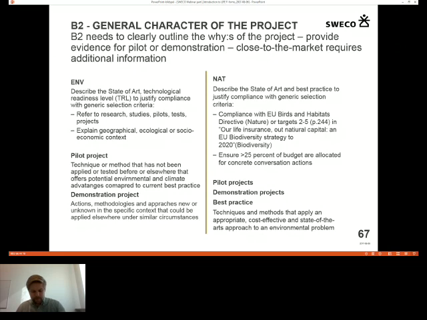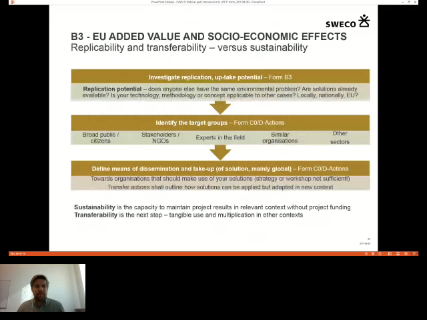Yeah, we will go further into B3. B3 is a quite complicated form. It's called EU added value and socioeconomic effects. I'll actually open it to get the overview. There are a number of questions. Indeed, it's 4 questions, which we will look into a little bit each and every one of them.